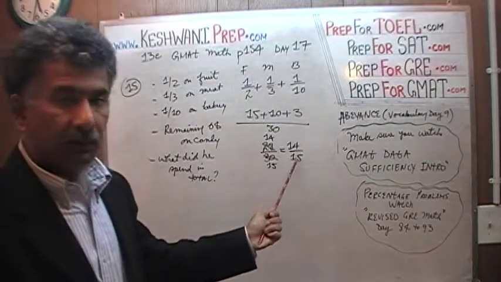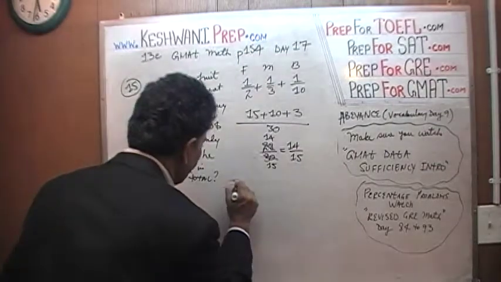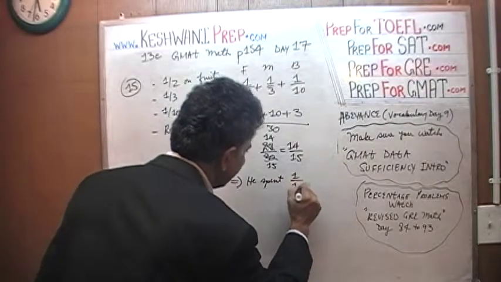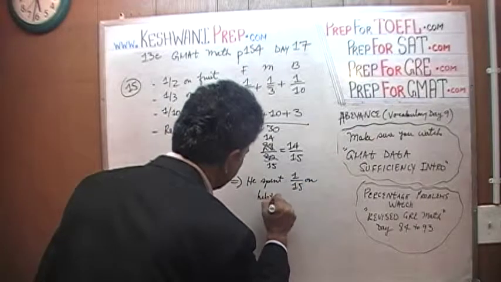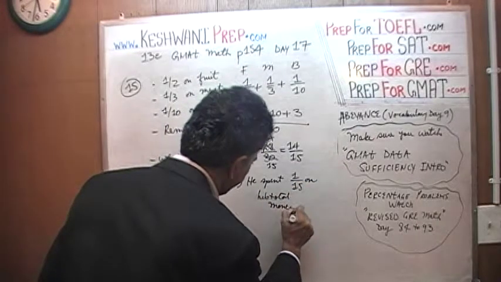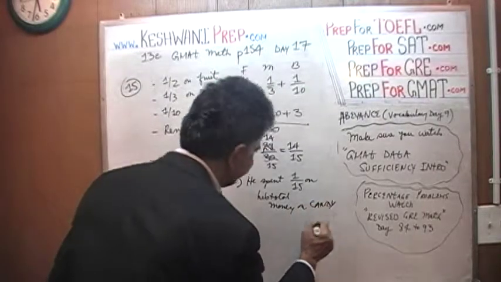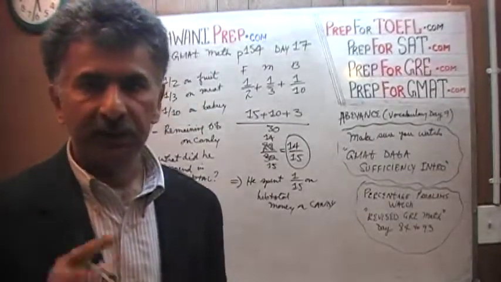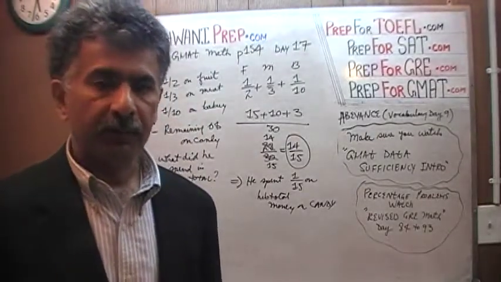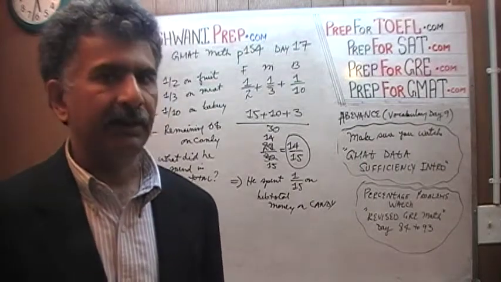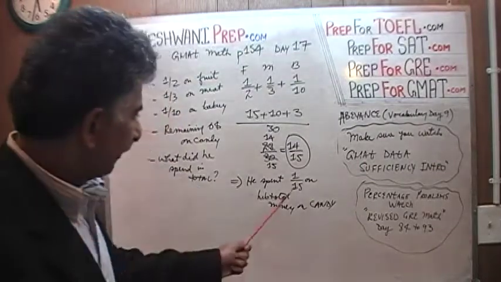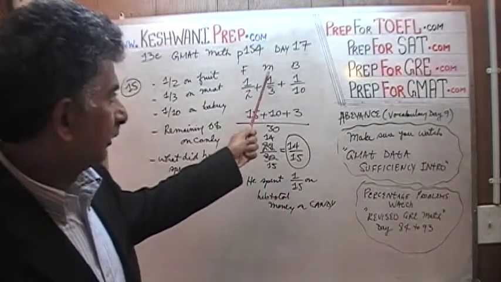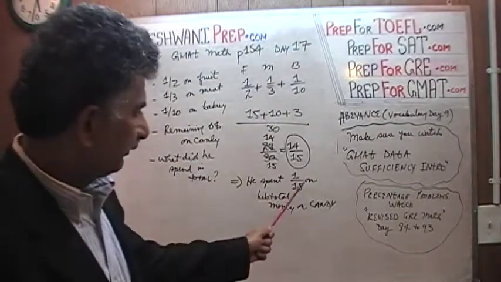Now what does that tell us? That 14 over 15 implies that he spent 1/15 of his total money on candy. Because this adds up to 14/15, and we are told that he spent the rest of his money on candy. The rest, the remaining $6, is how they put it. Which means the $6 represents 1/15 of his total amount, because he spent 14/15 on these three categories, on the fruit, on the meat, and on the bakery product. So 1/15 equals $6.